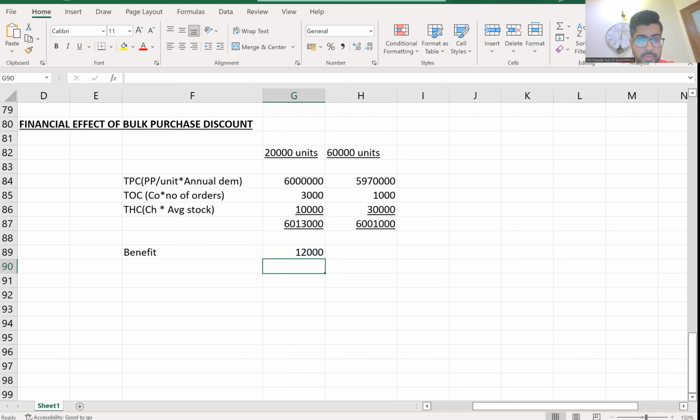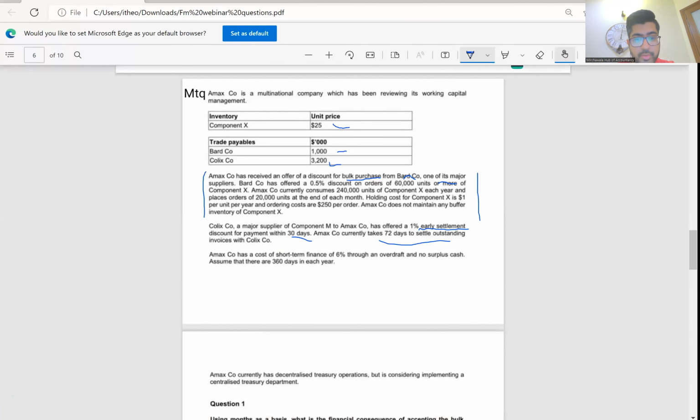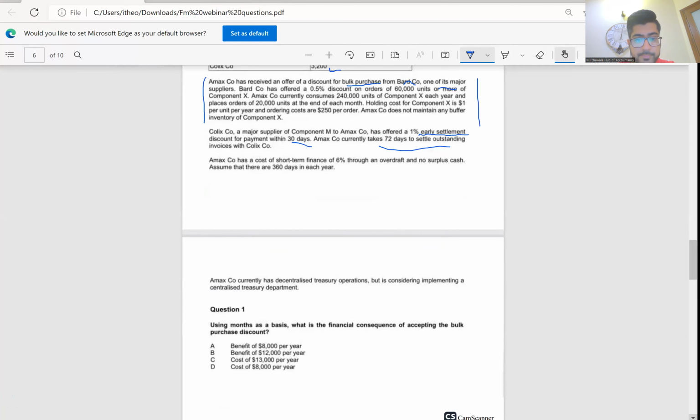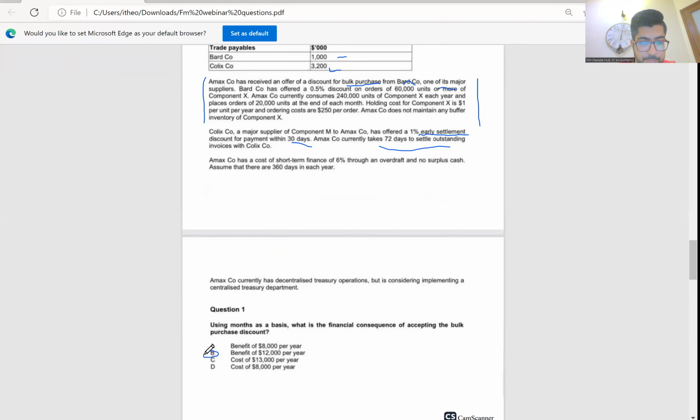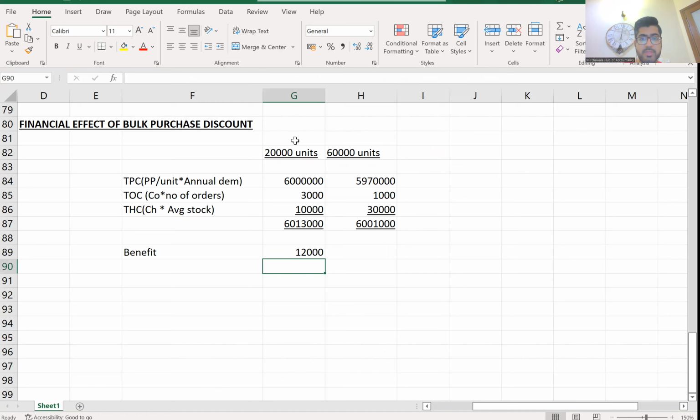Okay. So considering this, the answer should be, okay, benefit of 12,000 per year. Option B. Very, very easy question of working capital management. You have been offered a bulk discount for 60,000, but you are purchasing 20,000. So compare TPC, THC, TOC at both and then decide. Okay, if you want, you can copy this, please.